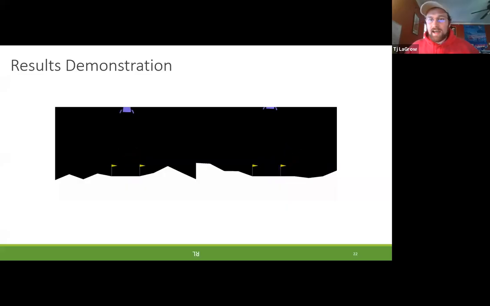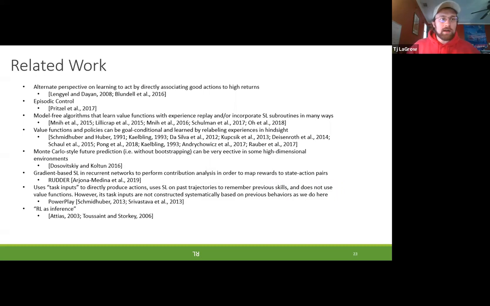With that, there is a bunch of related work, and I will post these slides if anybody's interested because it can get a little dense. But there are alternate perspectives on learning by acting directly, associating good actions with higher control. There's episodic control, model-free algorithms that value with experience replay, or some kind of supervised learning routines, value functions and policy with goal conditioning, Monte Carlo style future predictions without bootstrapping.